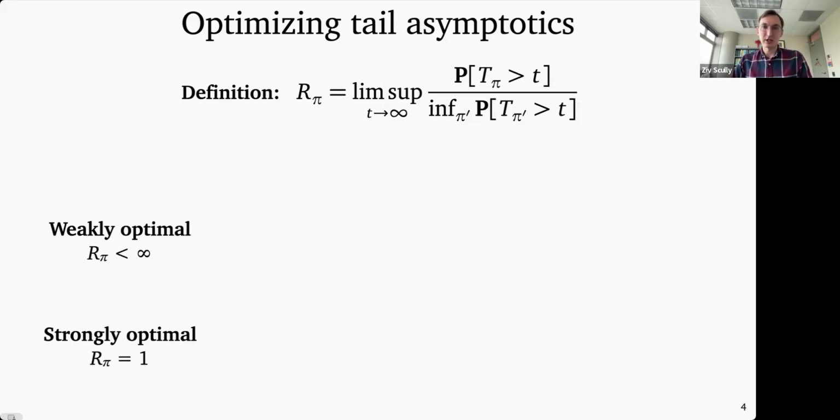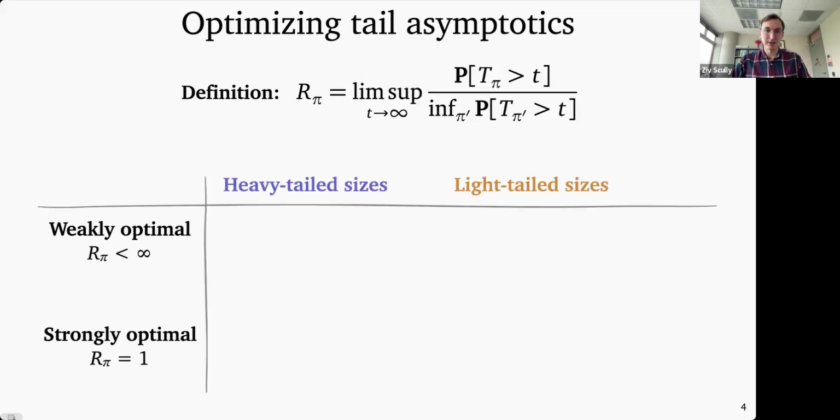So what policies are weakly optimal or strongly optimal? It depends a lot on the setting. Broadly speaking, there are two types of queues you can be in the M/G/1. You can have heavy-tailed job sizes or light-tailed job sizes. I'll make these a bit more precise later. But for heavy-tailed, you should think something like Pareto, and for light-tailed, you should think something like exponential or Gaussian.